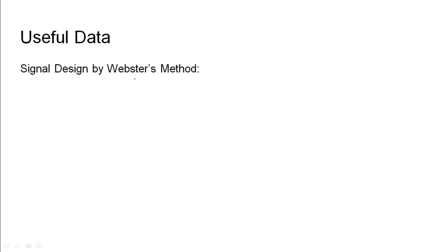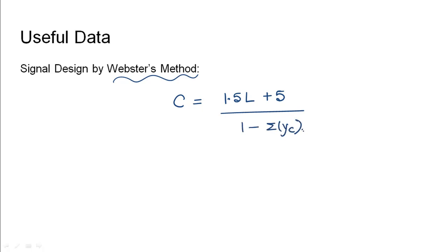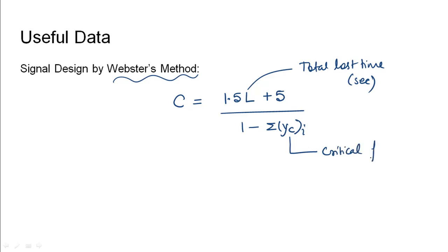Coming to the useful data, one needs to know about Webster's method for designing a signal. As per Webster's method, the cycle length is given by 1.5 times L plus 5, divided by 1 minus the summation of the critical flow ratios. Here L is the total lost time in the cycle, taken in units of seconds, and YC is the critical flow ratio for each phase, and these flow ratios should be added together to form summation YC. C is the cycle time in seconds.